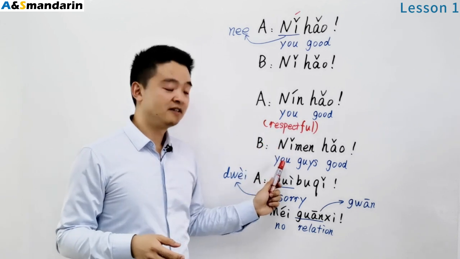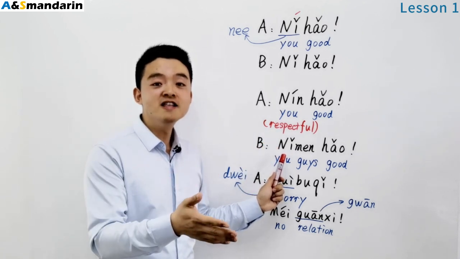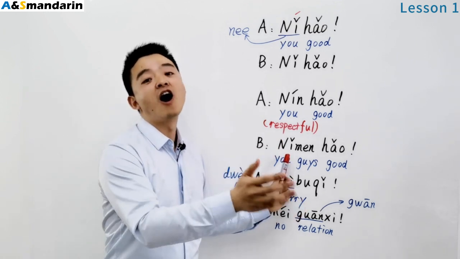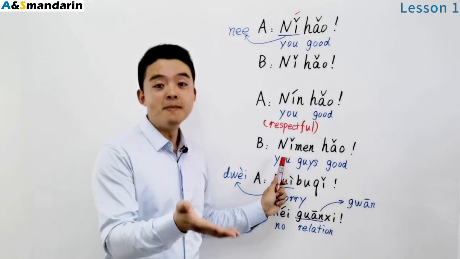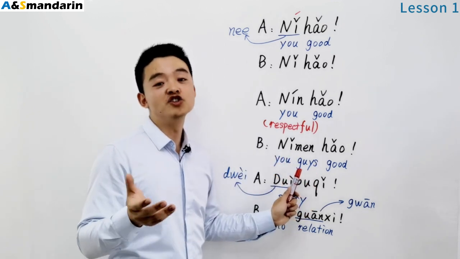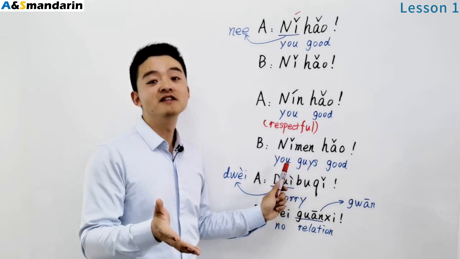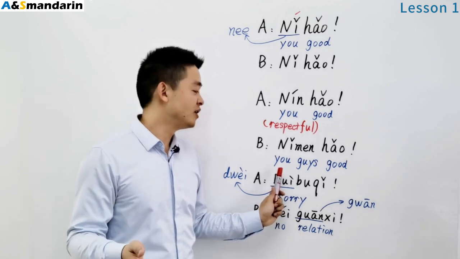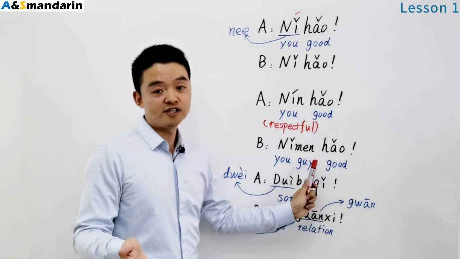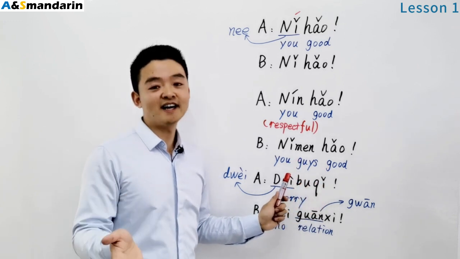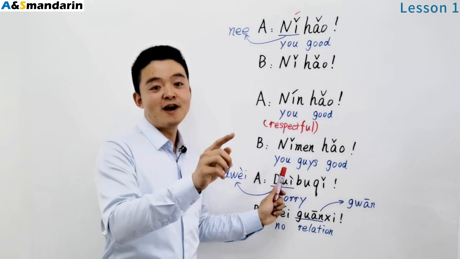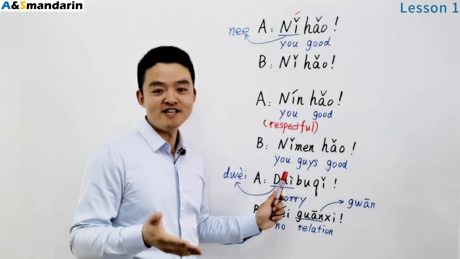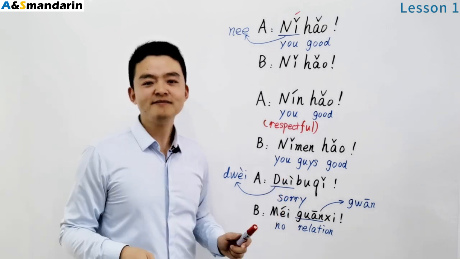B says 你们好 Men is neutral. We just do it slightly. 你们 That is the plural form of you. We can translate it into you guys. 好 good. You guys good. That is hi guys in English. 你们好 Hi guys. That is text 2.